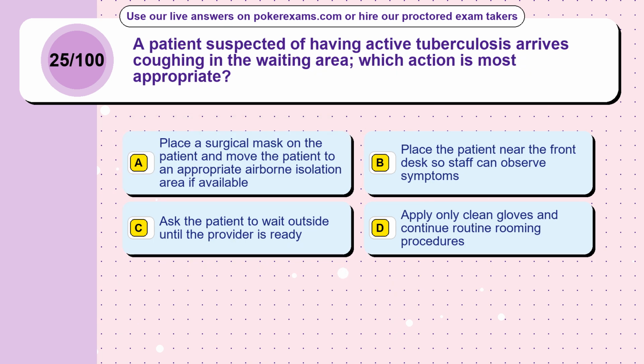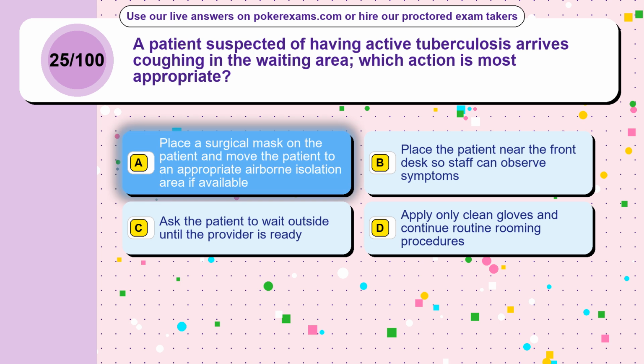Question 25. A patient suspected of having active tuberculosis arrives coughing in the waiting area. Which action is most appropriate? Option A. Place a surgical mask on the patient and move the patient to an appropriate airborne isolation area if available. Option B. Place the patient near the front desk so staff can observe symptoms. Option C. Ask the patient to wait outside until the provider is ready. Option D. Apply only clean gloves and continue routine rooming procedures. The correct answer is option A. Place a surgical mask on the patient and move the patient to an appropriate airborne isolation area if available.